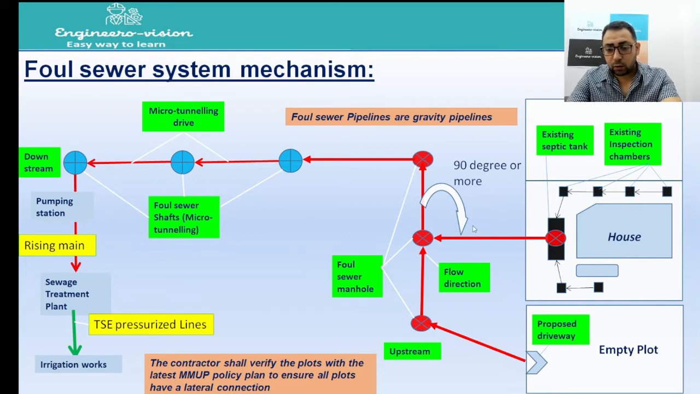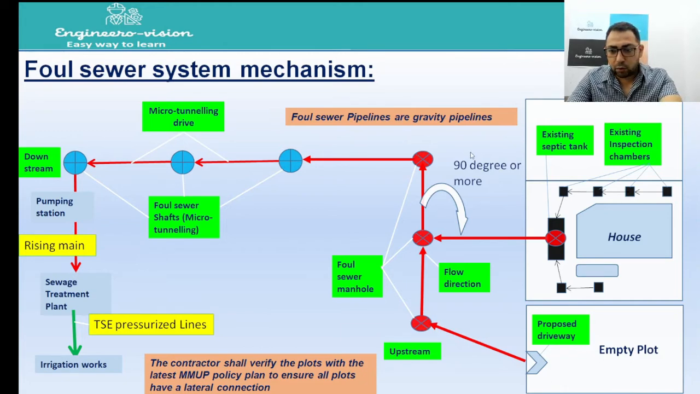Why 90 degrees or more? To make sure that the flow going from the lateral connection to the main line is in the same direction of the flow, so we can avoid any disturbance that may happen to the flow, which may cause a reduction in the velocity or the design velocity. Therefore this step is very important as well. And finally, we have to mention that the foul sewer pipelines are gravity pipelines.